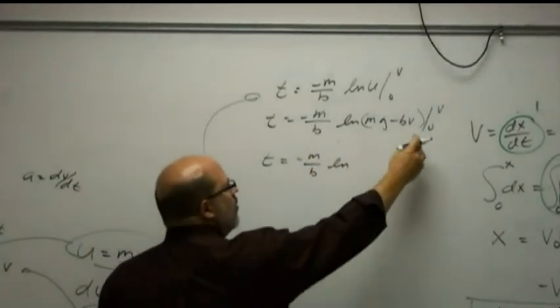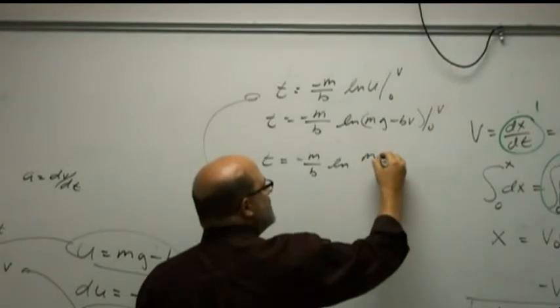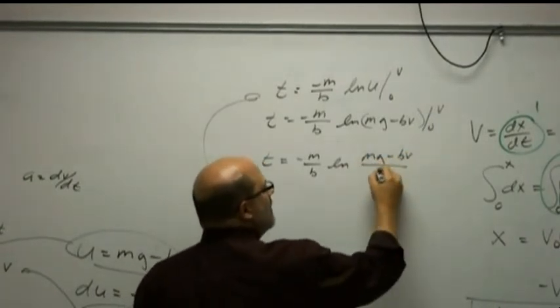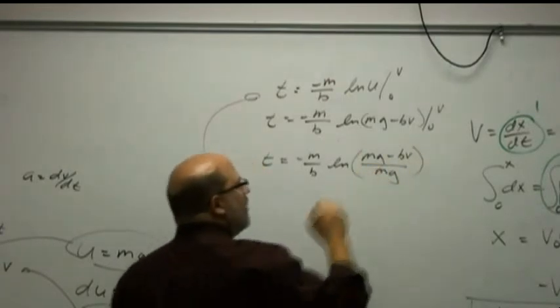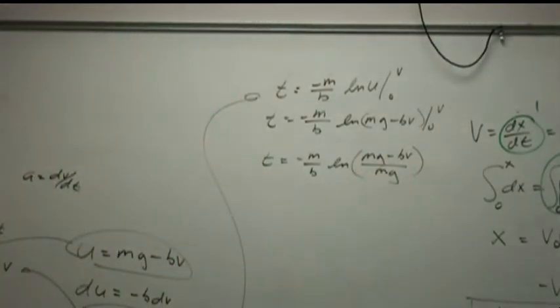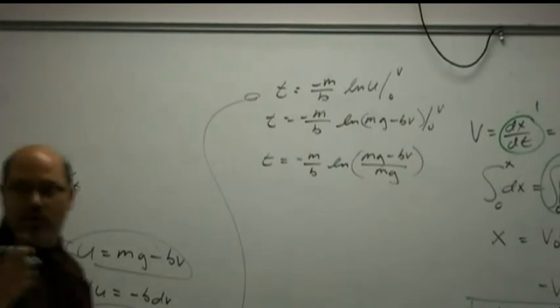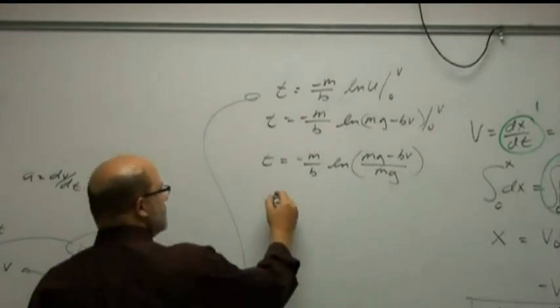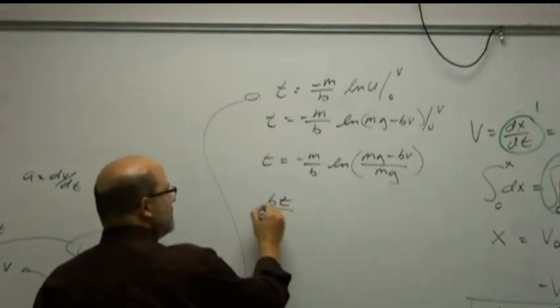When I plug in v into the ln, it's mg minus bv. When I plug in 0, what is it? mg. Right? Yes. mg is always going to be bigger than bv, or at best equal. So it'll always be a natural log of a positive number or 0. So we're okay. All right, now what do I do? ln mg minus 0, right?